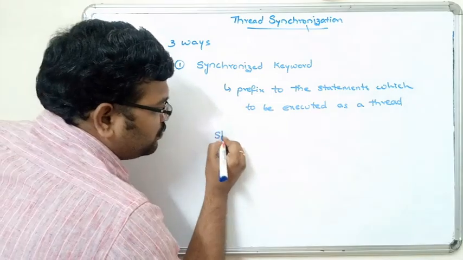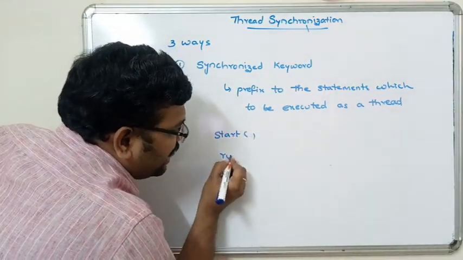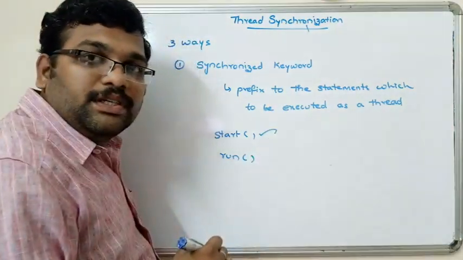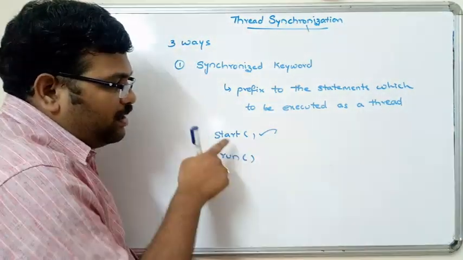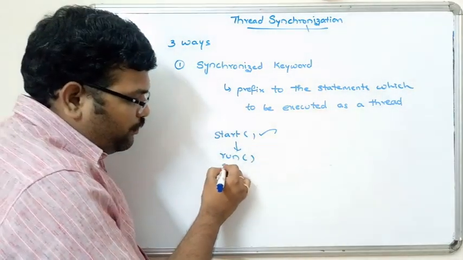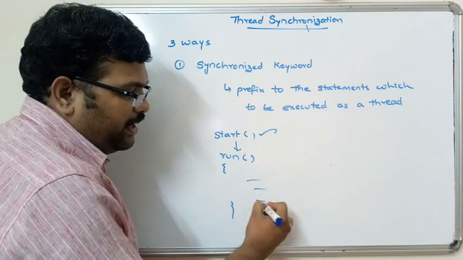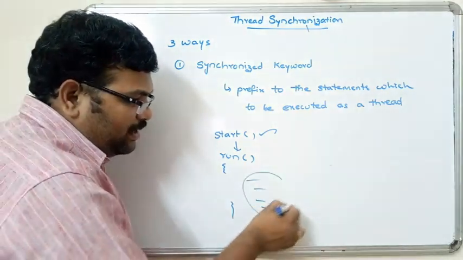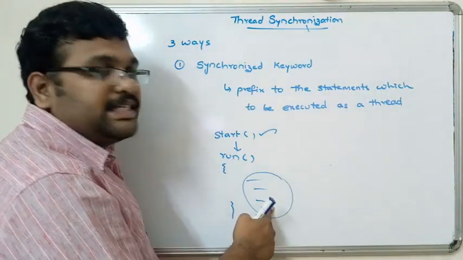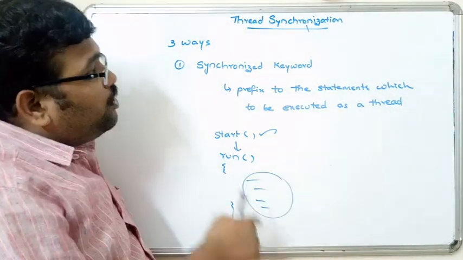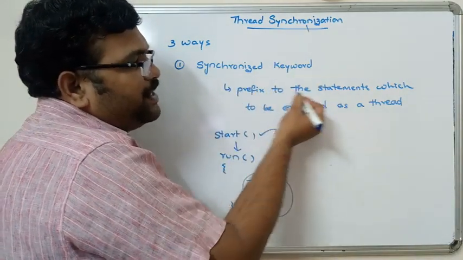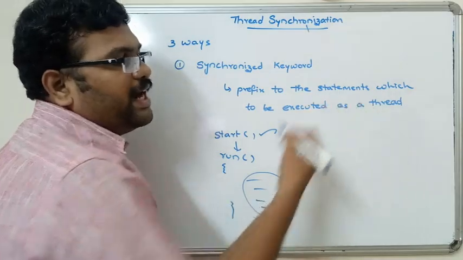We have seen two methods in the previous session, start and run. The thread execution always starts with the start function, and whenever you call the start function, implicitly it will call the run function, so we have to write the statements here. These are the thread instructions, the statements which are to be executed as a thread. The concept is that we apply the synchronized keyword as a prefix to the statements which are to be executed as a thread.